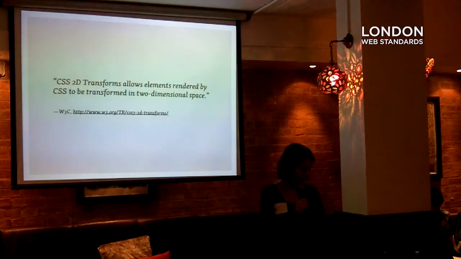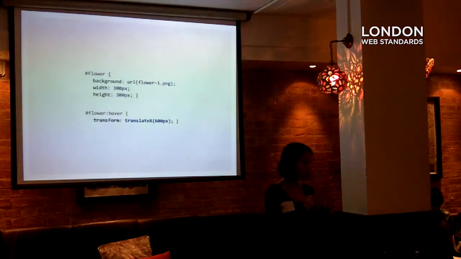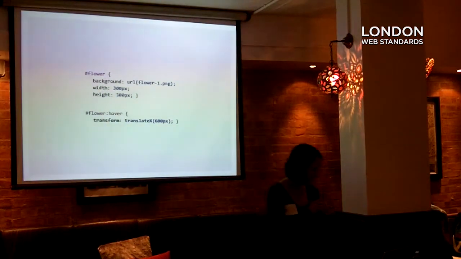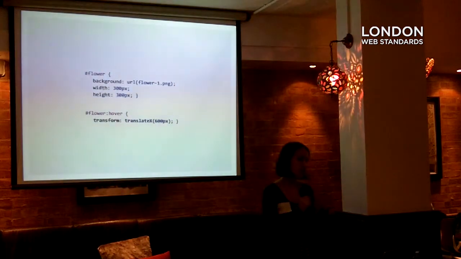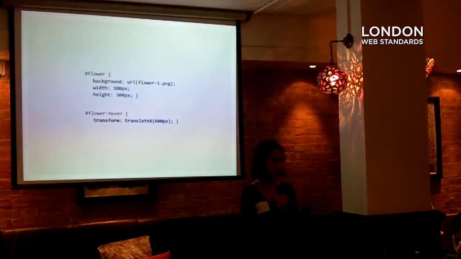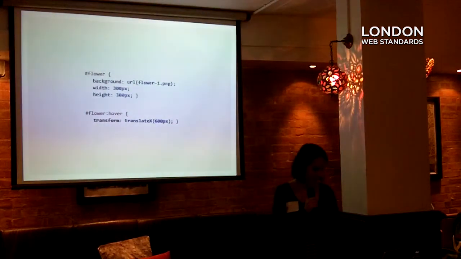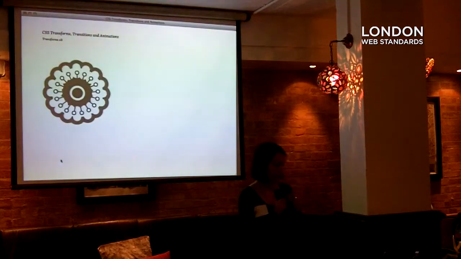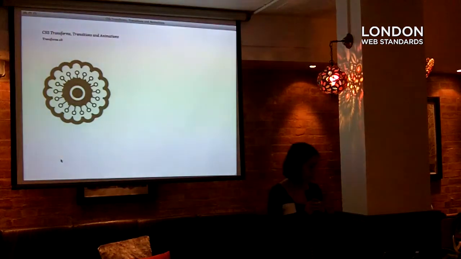Let's look at an example. So, if we want to move this flower div 600 pixels to the right when hovered over, first we'll define the div, and second we will use the transform function to apply the transformation when hovered over. In this case, we're using the translateX function to move this flower div in the x-axis. In these examples, I'm using the standard properties without the vendor-specific properties. We'll look at that later, just to make it easier to follow.